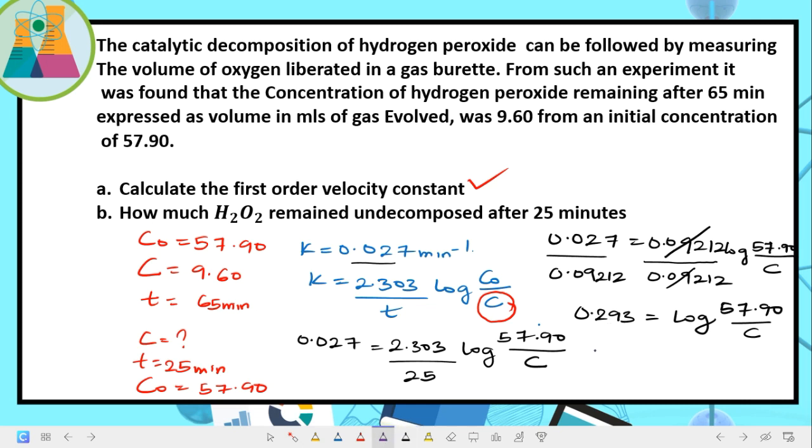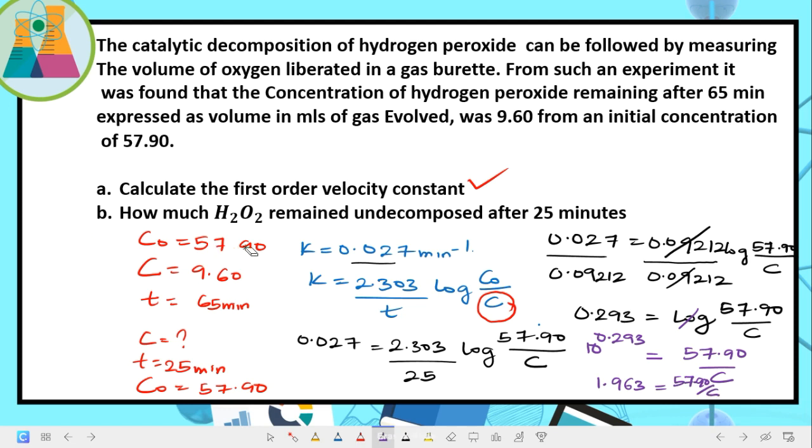So the antilog of both sides will be what? Antilog is 10 raised to the power of anything. So 10 raised to the power of 0.293 would be equal to, now the antilog, we cancel this log from here. Please take note of this. So what are we left with? We are left with 57.90 divided by c. Now what is the antilog of 0.293? The antilog will give us 1.963, which will be equal to 57.90 divided by c.